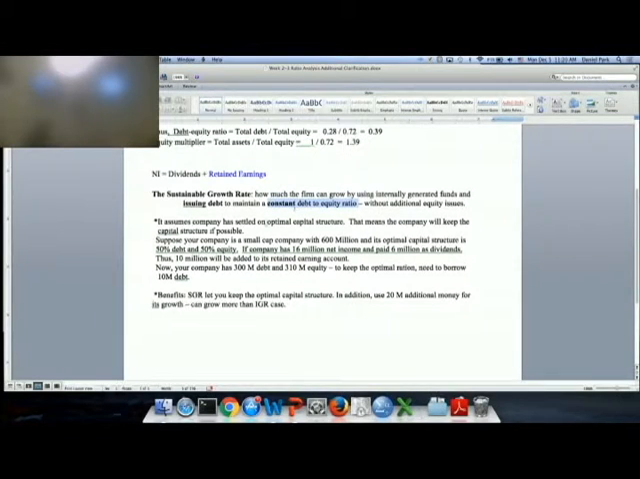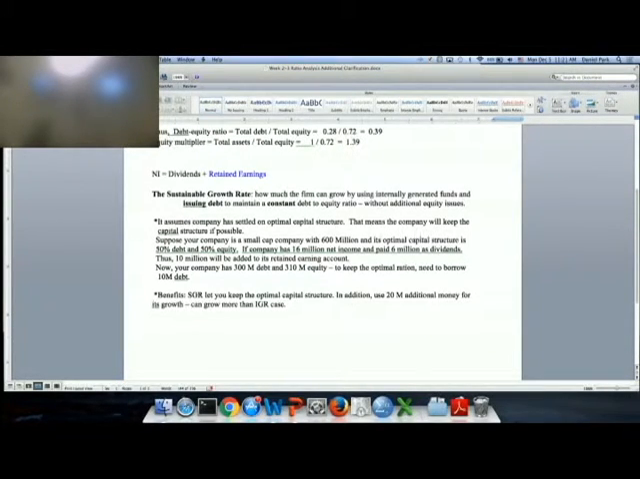So I put one example here. Suppose your company is a small cap company with a total size of $600 million, and your company has already found the optimal capital structure. That means the best combination between debt and equity. And your company figured out it's half and half. Half debt, half equity. So among 600 million, your company has 300 million debt and 300 million equity. That's half and half, the best capital structure format.